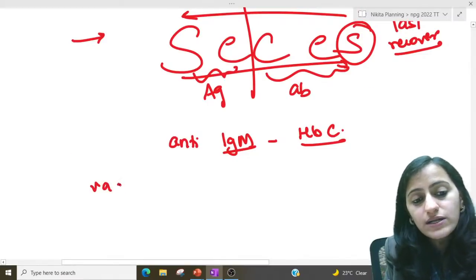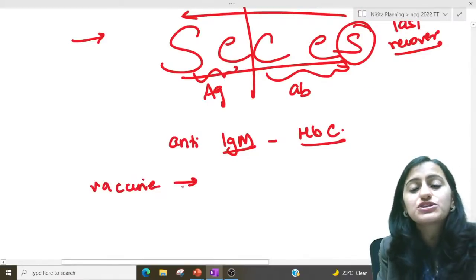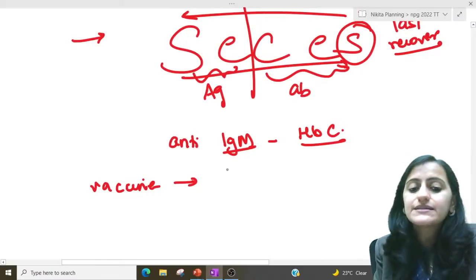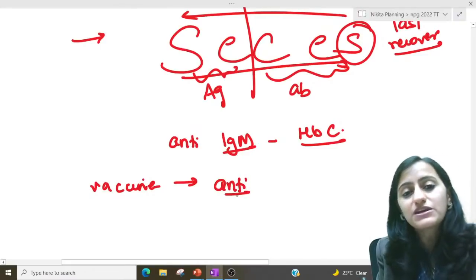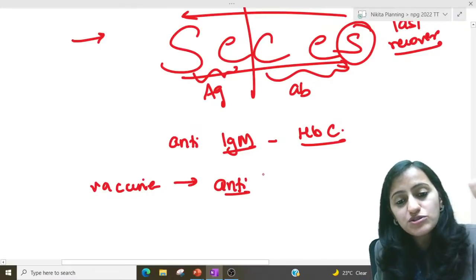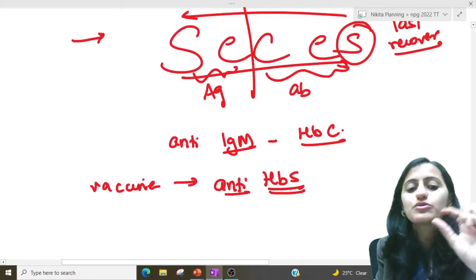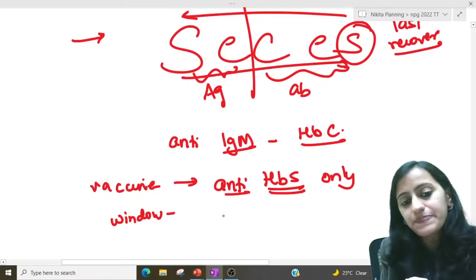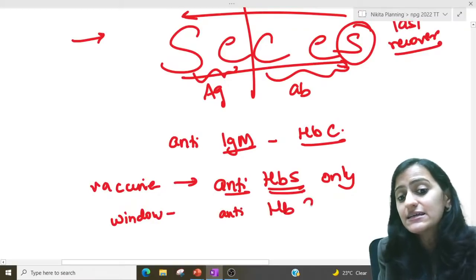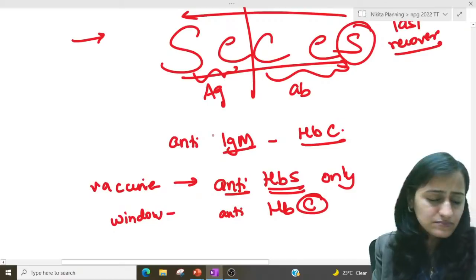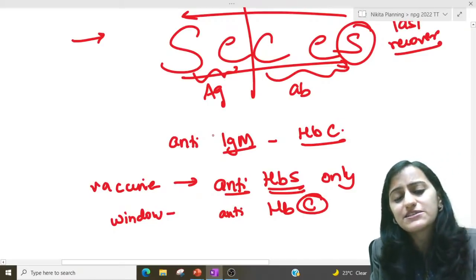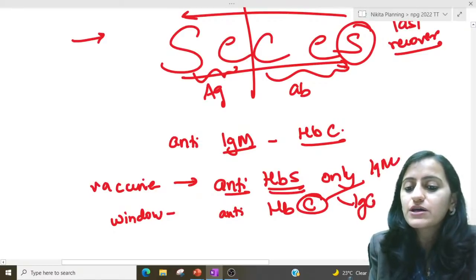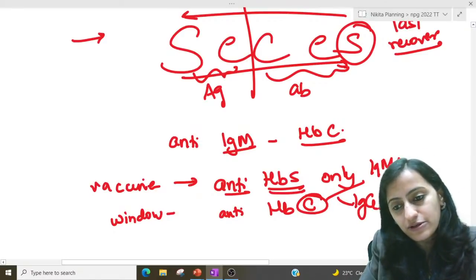What is the only serological marker in a patient who is immunized, who has received a hepatitis B vaccine? It is only antibody is what the patient should have against what is used for vaccine? HBS. So anti-HBS only is positive. In the window period, it is not anti-HBS, it is anti-HBC. Once infection has happened, anti-HBC is always present. If acute then IgM, if chronic then IgG. Okay, if chronic then IgG.